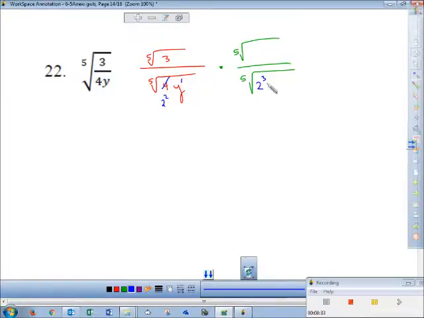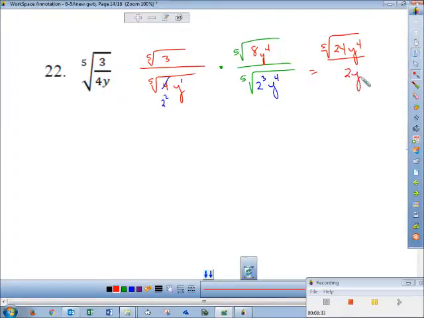Here, well, I got 1y. I need a total of 5, so I need 4 more. What am I putting upstairs? 8, because that's what 2 cubed is, y to the 4th. And multiplying those radicals together, you'll get the fifth root of 8 times 3 is 24, and then it'll have a y to the 4th up there. Here, nothing but the base, 2y out of that situation. And on your fifth roots, 24 can't simplify because it goes 1, and then the next perfect fifth is 32, so there is no multiple that goes in there.